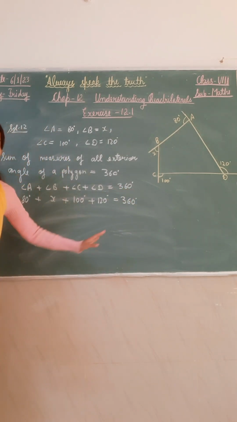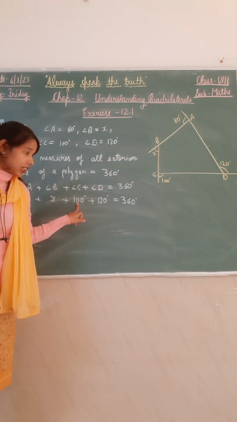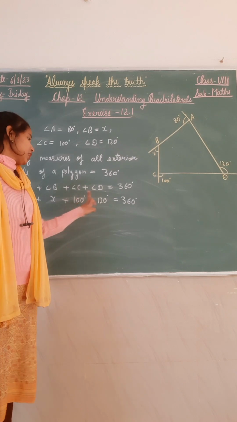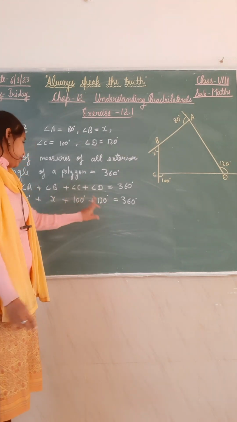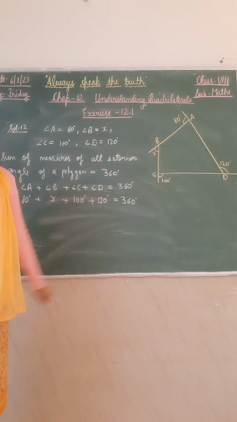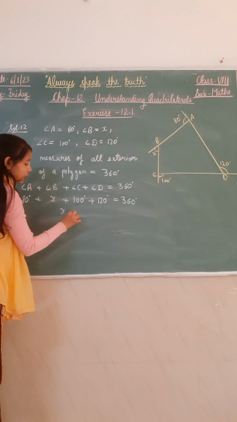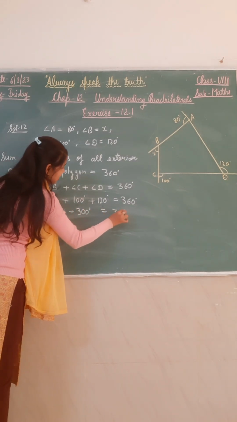So firstly we will add these angles. 80 plus 100 is 180, right? 180 plus 120... 120 plus 80 is 200. 200 plus 100 is 300. So x plus 300 degrees equal to 360 degrees.